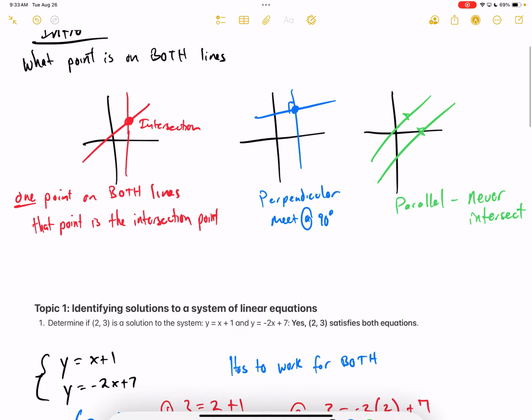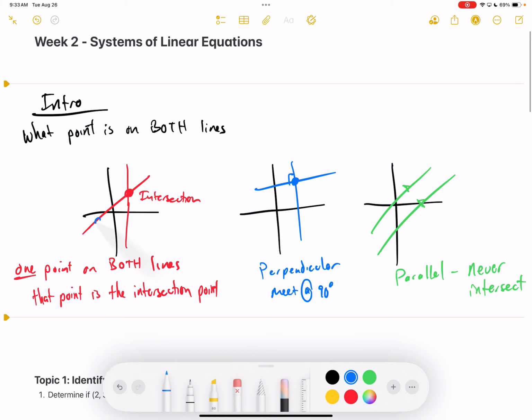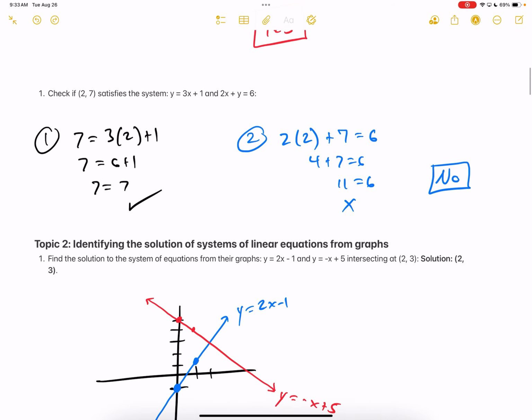So what that means, I'll scroll back up here real quick, is that the point is over here. It could be on that line right there, but it's not on this line at all. So it is not the intersection. It's got to work for both of them.